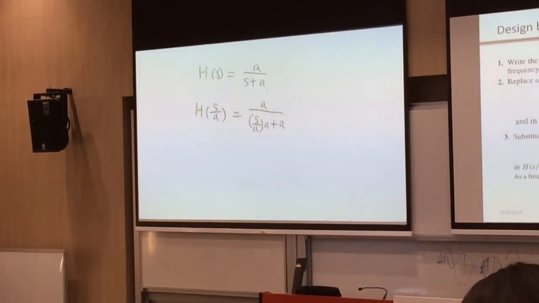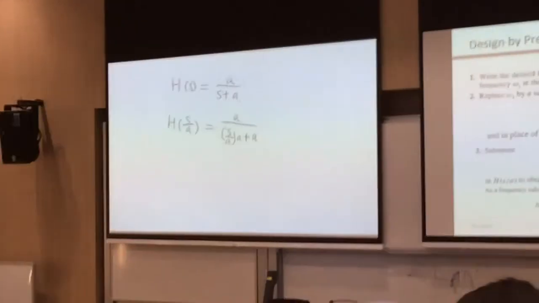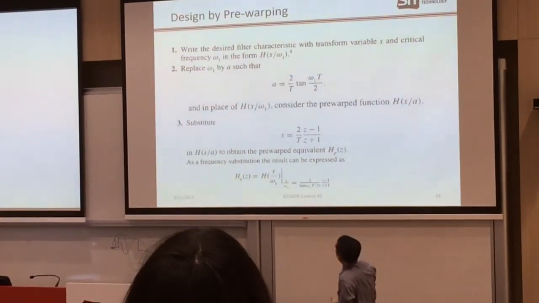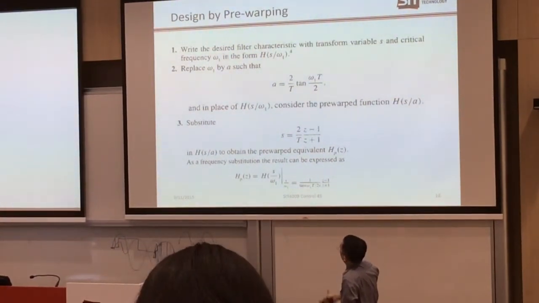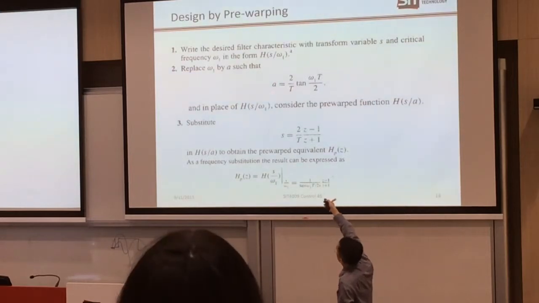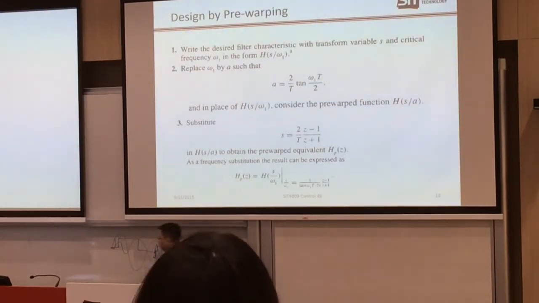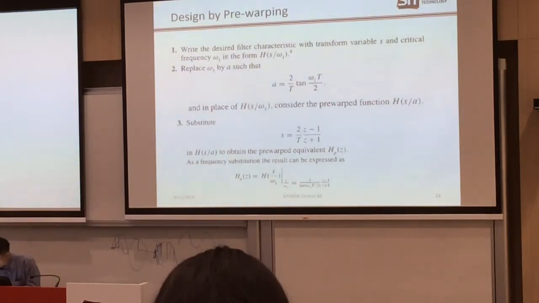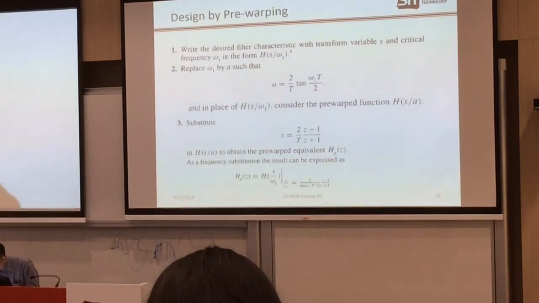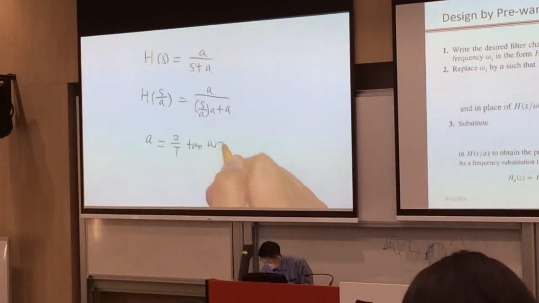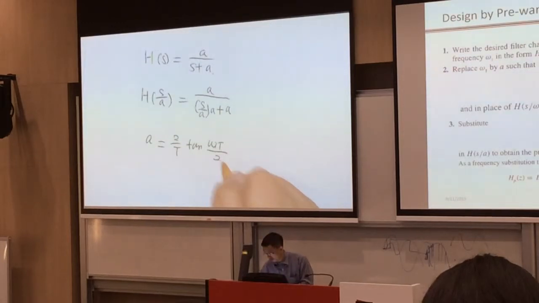After you have done that, then you have to calculate what is the condition for your A to be equivalent. In this case, you want your A to be 2 over T tangent of your omega 1 T divided by 2.